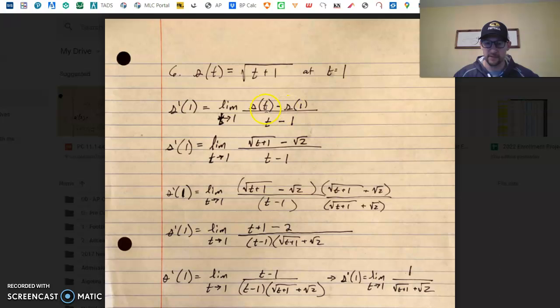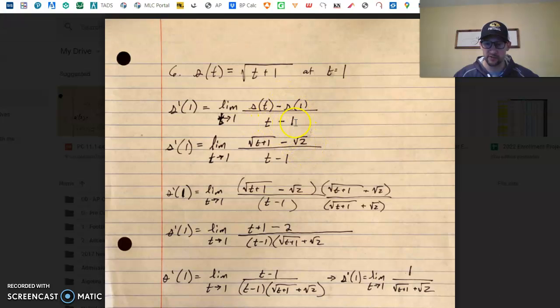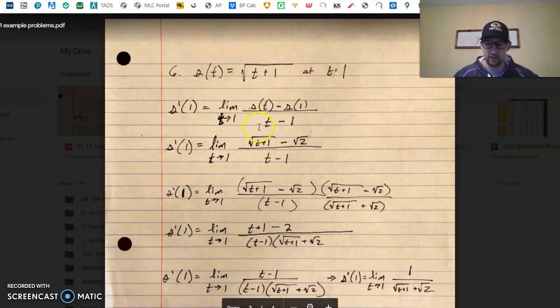Okay. Now, the s of t is this function right here, the square root of t plus 1. The s of 1 means take 1 and plug it in for t. 1 plus 1 is 2. The square root of 2 is the square root of 2. There it is. The denominator is just t minus 1. Great. So here I am.